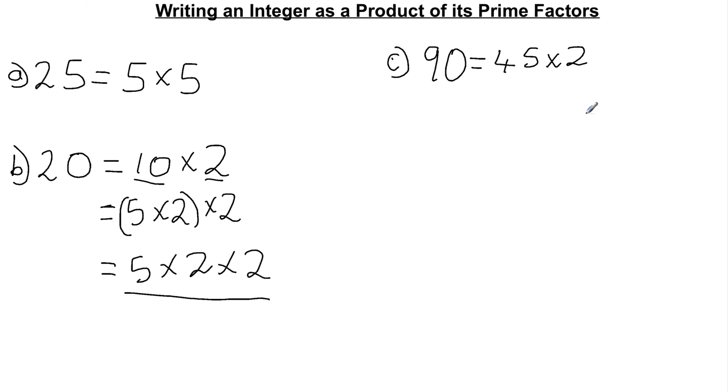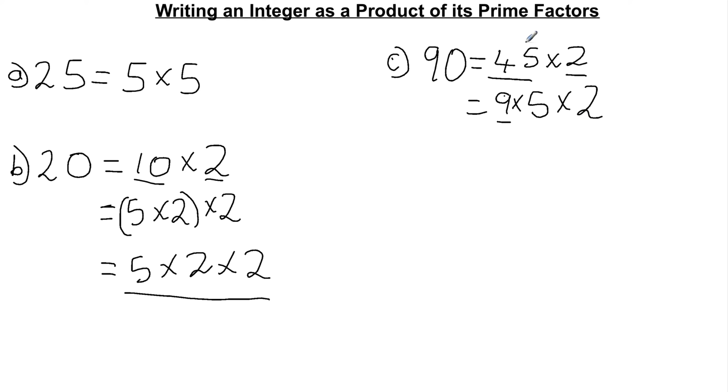And then now let's go back again, take a step back. Which numbers here are prime numbers? This is a prime number. This is not a prime number because 45 can be divided by 9, 5, and 45 itself. So now we can rewrite 45 as, when we divide 45 by 9, we get 5. So we know that 9 times 5 gives us 45, and then we multiply that by 2.